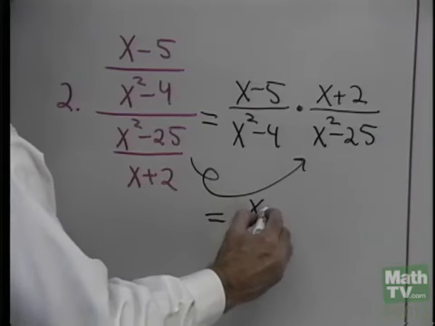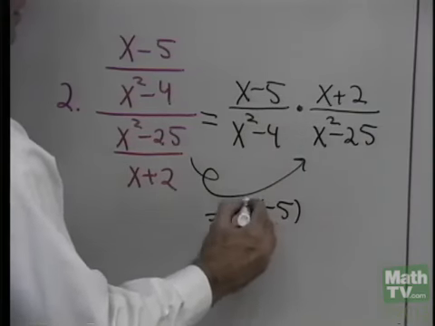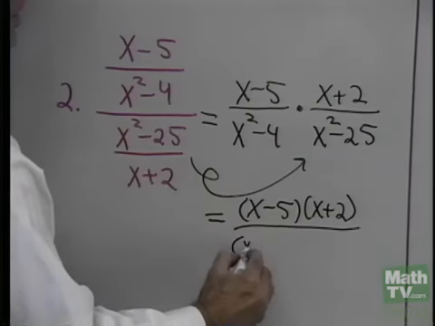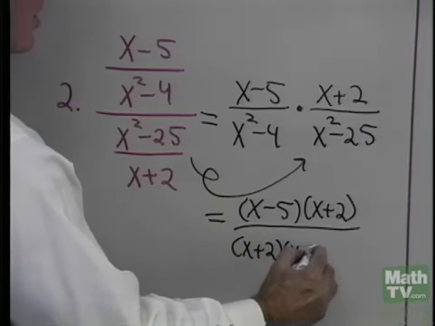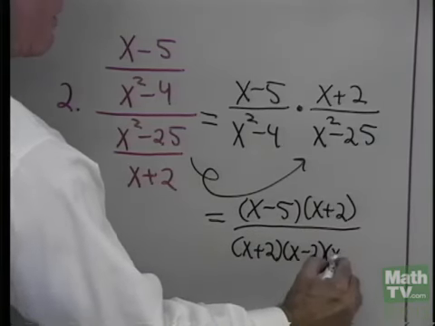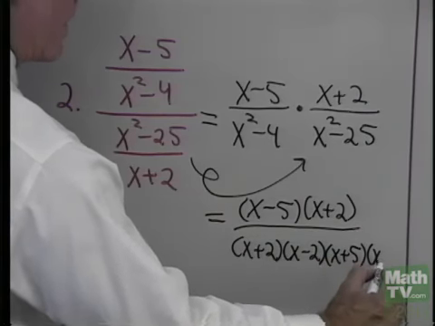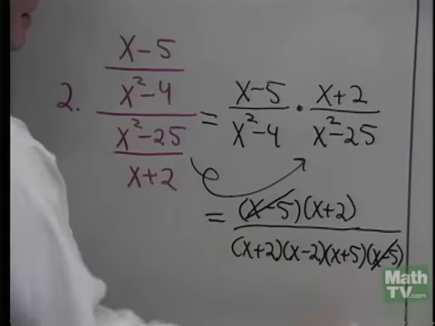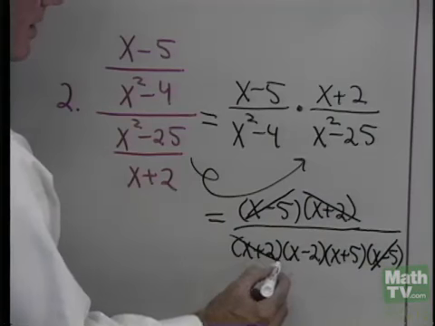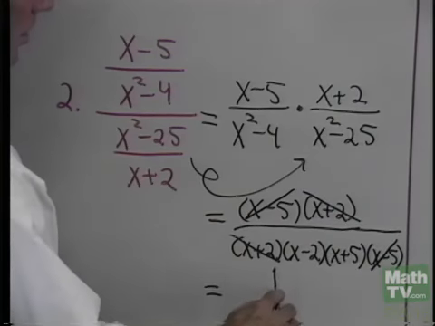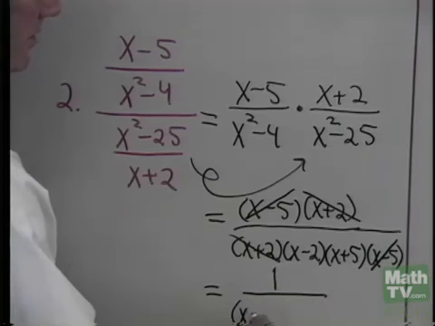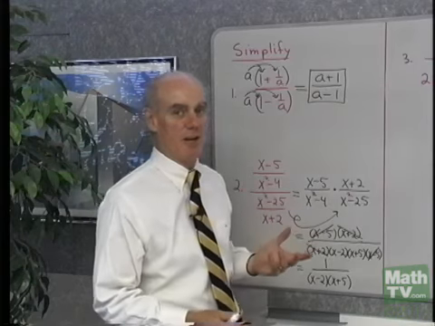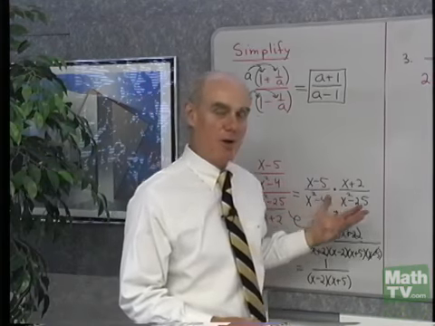Now I simply do my factoring. Here's my x minus 5 times x plus 2 when I multiply. In the denominator, x plus 2, x minus 2, and here x plus 5, x minus 5. And I look for common factors. X minus 5 divides out with x minus 5. X plus 2 divides out with x plus 2. What's left in the numerator is 1, and in the denominator, x minus 2 times x plus 5. So in this case, it was easier to think in terms of division and then multiply by the reciprocal.